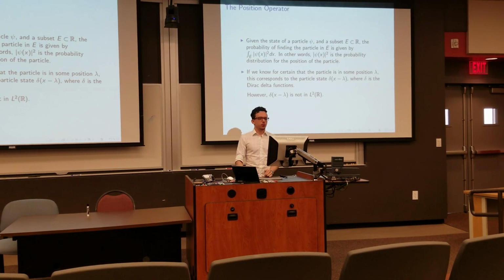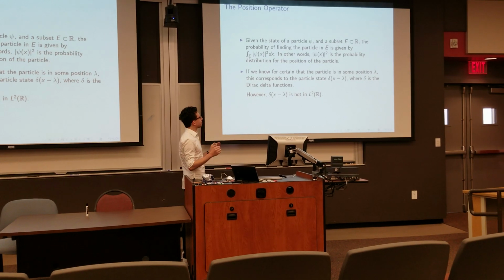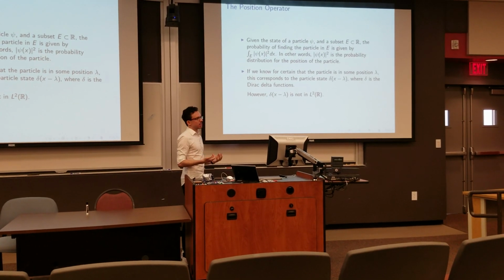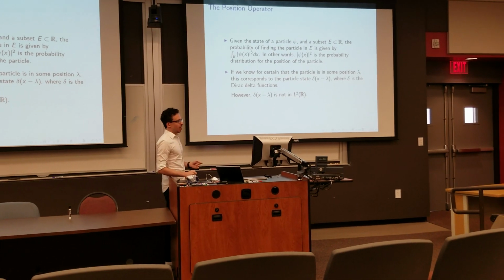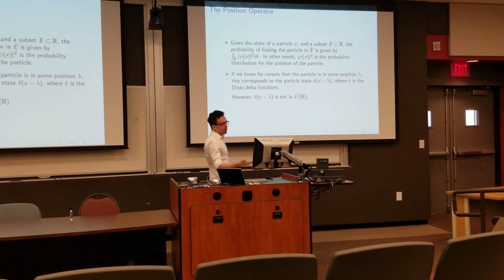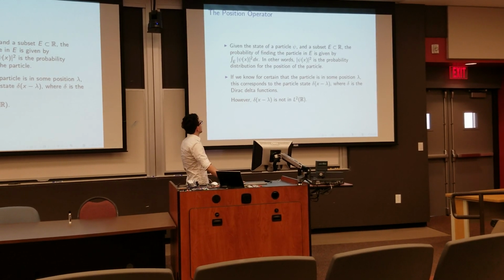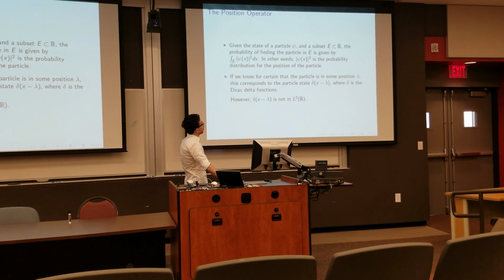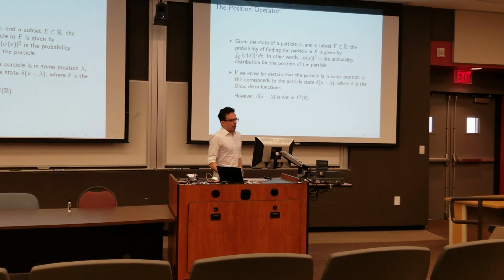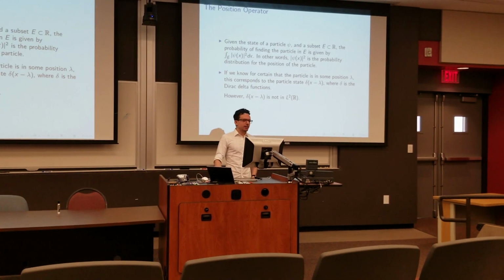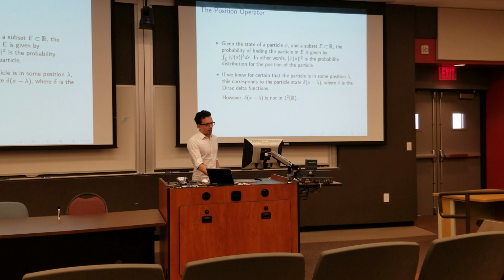In general, if we want to know the probability that when we observe our state, we find the particle in some subset E of our line, that probability is given by this integral, the integral over E of the magnitude of phi of x squared. This is assuming that phi is normalized to 1. So the magnitude of phi of x squared is the probability distribution of our particle.